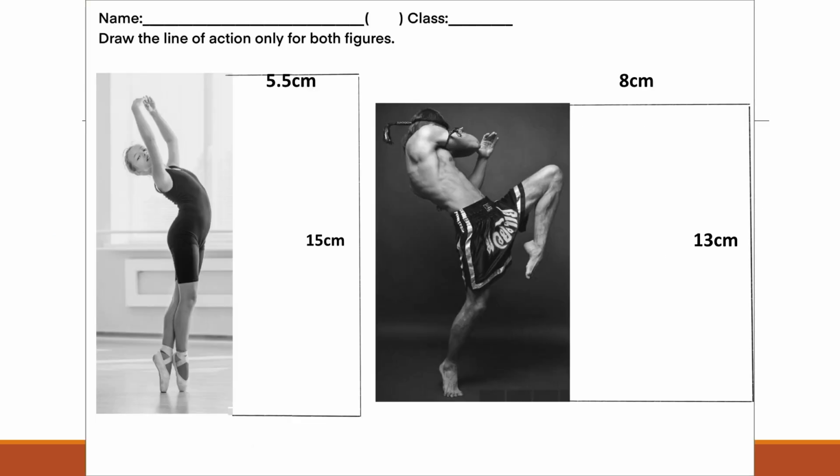So we're gonna start by just drawing the line of action first. Don't draw anything else, just the line of action. So using this worksheet, if you have a printer, you can print out the worksheet that is attached to the SLS lesson. If not, you can also just take a blank piece of paper and draw the boxes according to the size that's given here. The first box being 5.5 cm by 15 cm, the next box 8 cm by 13 cm.